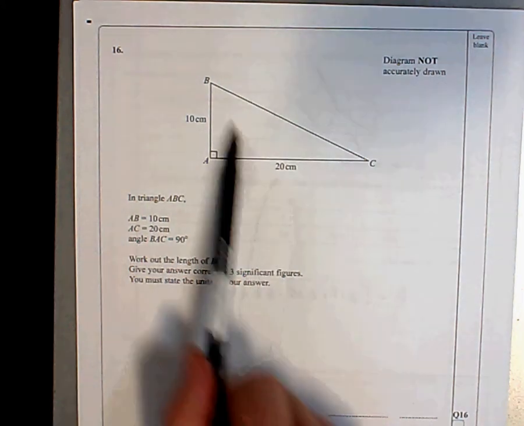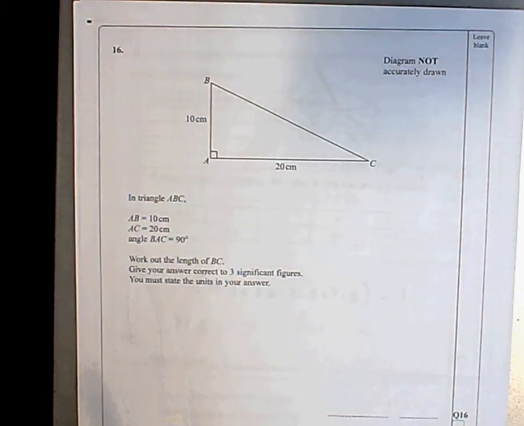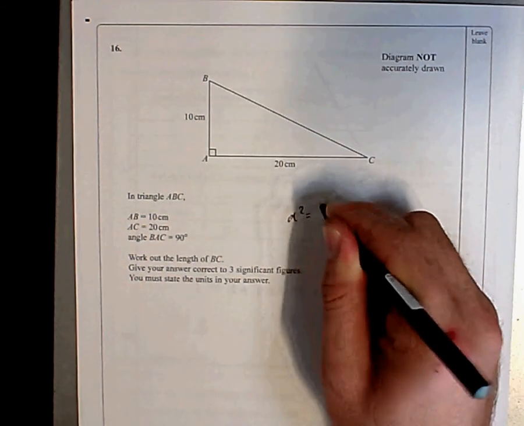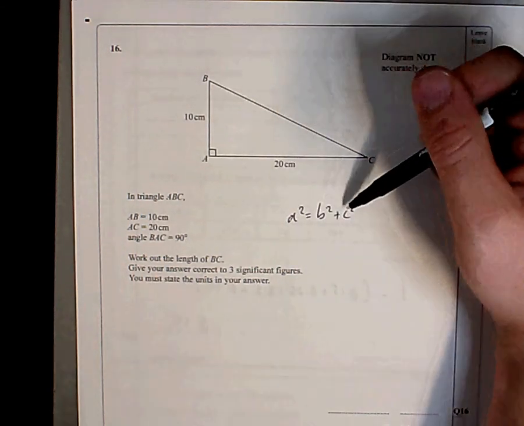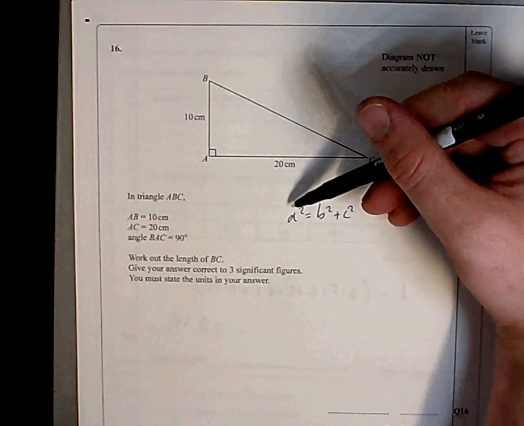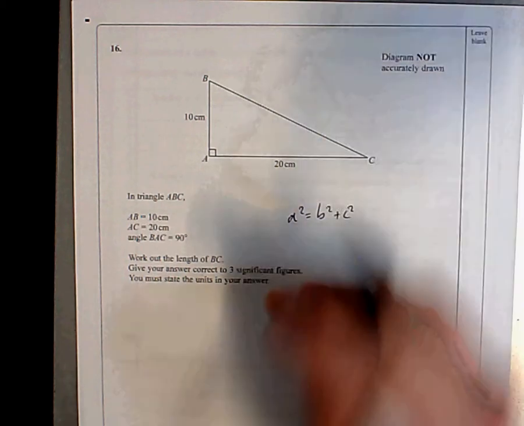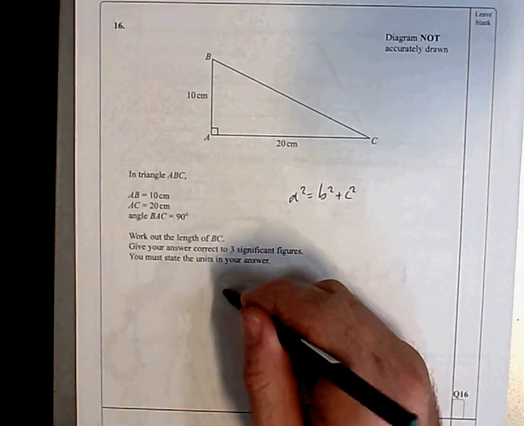I've got to work out length BC. It's not mentioned another angle, so I'm dealing with Pythagoras. I've been given two short sides. In a textbook it would say a squared equals b squared plus c squared. Basically, if you square the two short sides, it gives you the longer side squared. So what I'm going to do is square the two short sides.